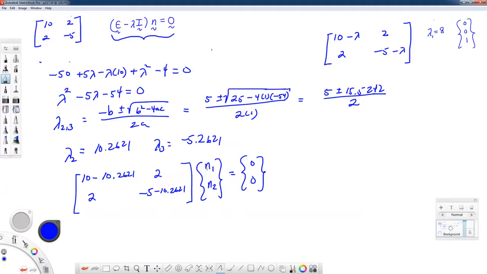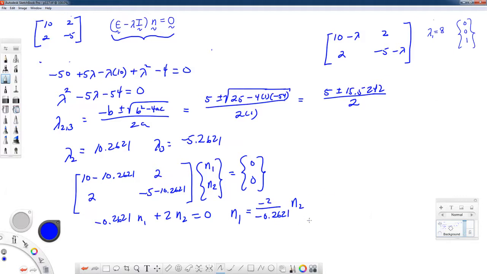So if I take this column and multiply it by this first row, I'm going to get minus 0.2621 n1 plus 2 n2 equal to 0. And I will get the ratio of n1 being equal to minus 2 divided by minus 0.2621 times n2. I can do the same thing for the second row, but I would not get anything different than what I have right here. If you want to make sure that you haven't made mistakes, you can go ahead and do that.